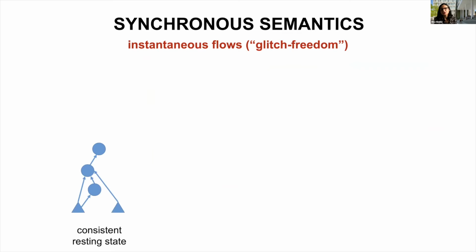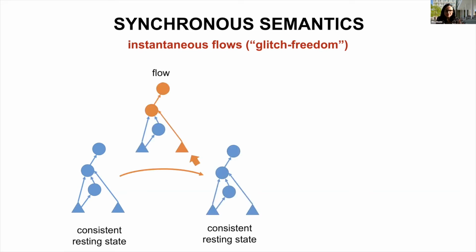And this is what ensures what we call synchronous semantics. So all reevaluations that are caused by or depend on one change happen, if you want, at once. So the dependency graph moves on any change from one consistent resting state to the next consistent resting state. There is no intermediate state that is observable from the outside.